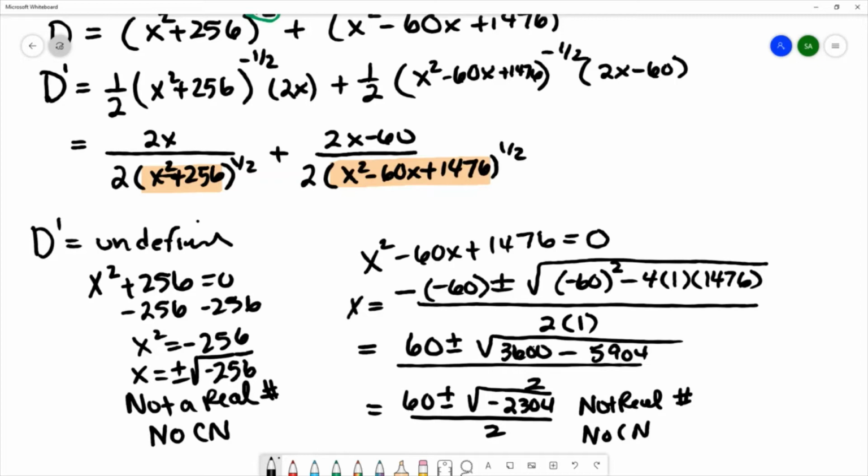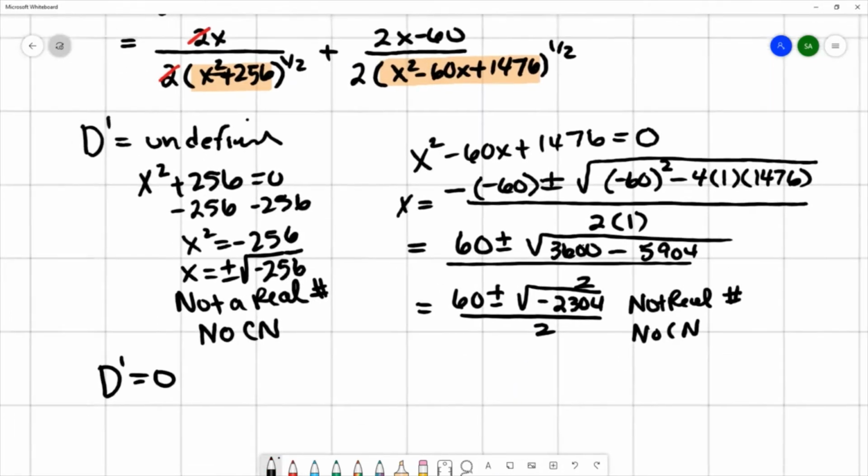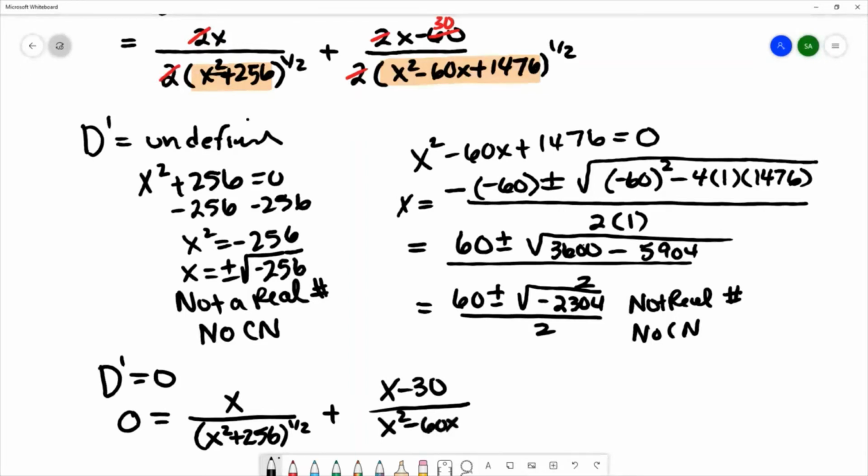So then we want to consider whether the derivative can equal 0. While I do that, I know I can cancel out these 2's. So I want to find where the derivative is equal to 0. I'm setting this equation of x over (x squared plus 256) to the 1/2 power plus (2x minus 60) over the other term. We can simplify that as well. 2 goes into 2 once, and 2 goes into 60 30 times. Let's rewrite that as x minus 30 over (x squared minus 60x plus 1,476) to the 1/2 power.